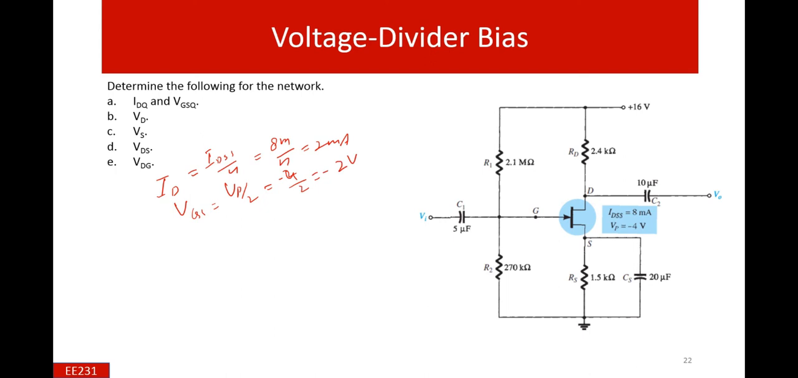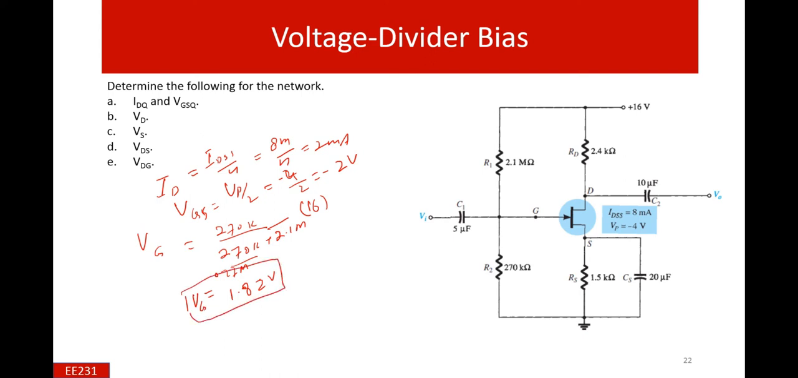From this we can find the value of VG, which is VGS, by using the voltage divider, as IG is equal to 0. It is just 270 kilo divided by 270 kilo plus 2.1 mega. You should take the same units, for example 0.27 mega, times the total voltage which is given. If we calculate this, it is equal to 1.82 volt, so VG for the given parameters is 1.82 volt.